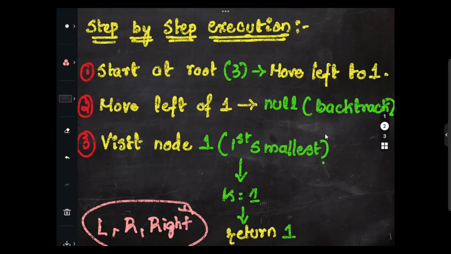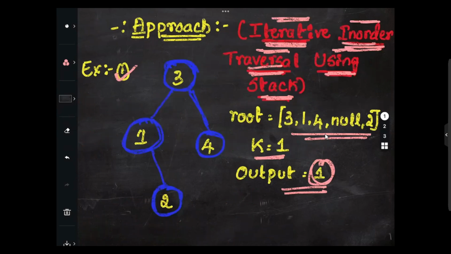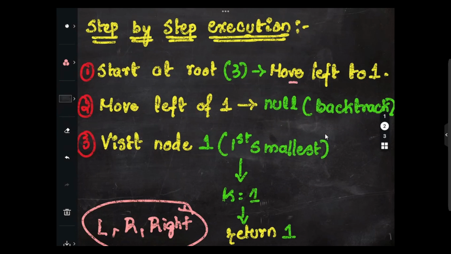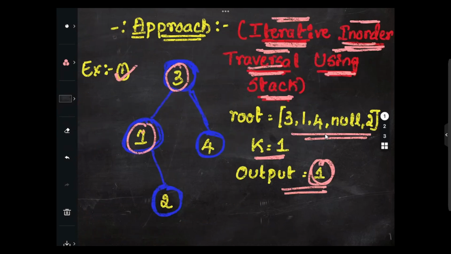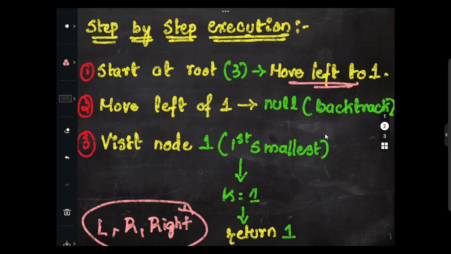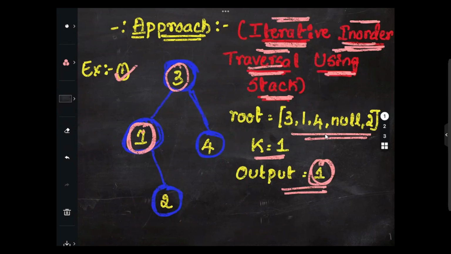So the first thing here is we will start at root 3. Then we will move left to 1. This is fine. Then the next left is null, which means we will backtrack. Then we will visit node 1, which is the first smallest.